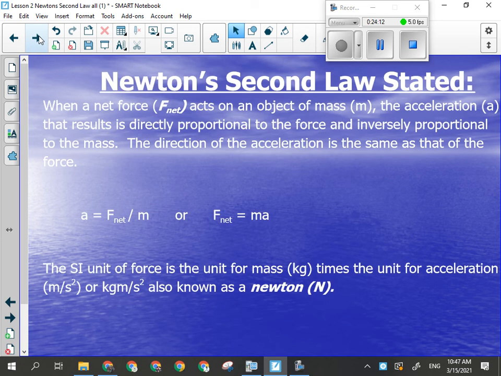All right, so when a net force, or F net, acts on an object of a certain mass, the acceleration that results is directly proportional to the force and inversely proportional to the mass. That is Newton's second law written out in words. The direction of the acceleration is the same as that of the force. Whatever direction the net force is in, that's the direction the object's going to go. So its acceleration and its net force are always the same, in the same way that in the last unit, displacement and velocity always had the same direction. One causes the other.